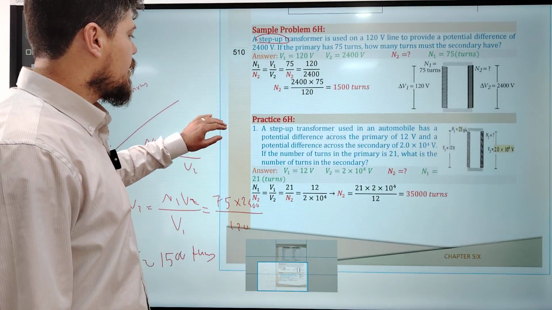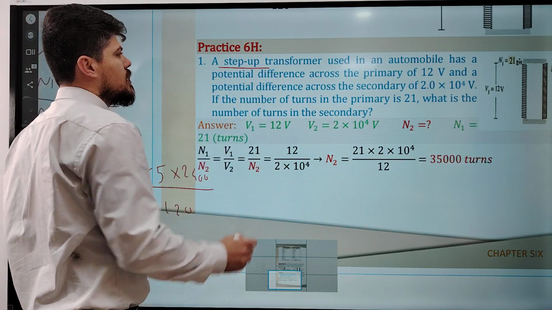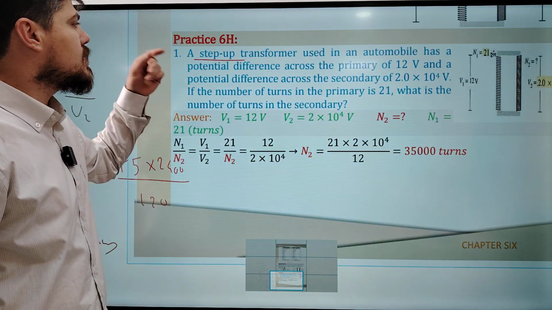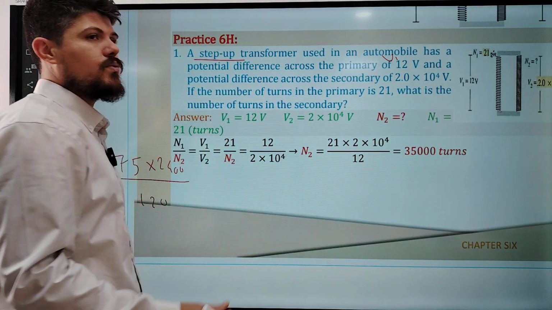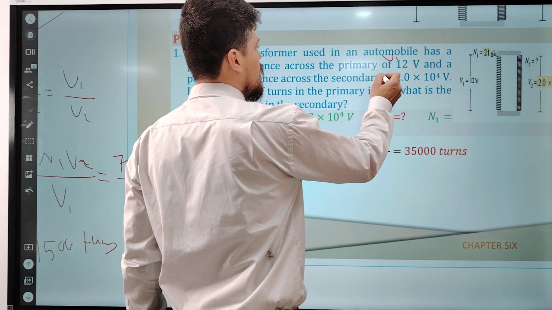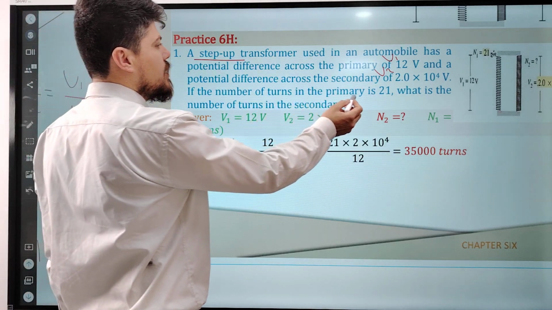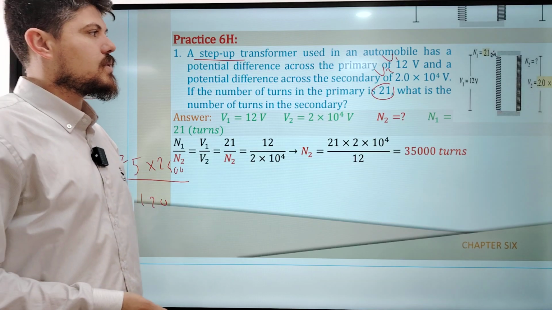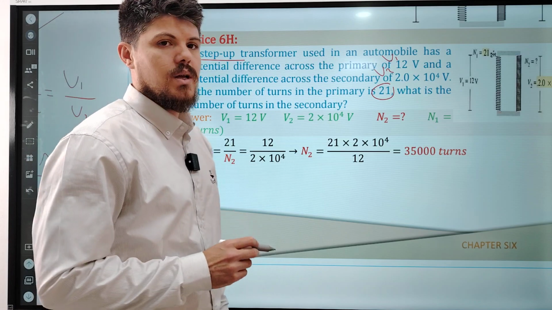Practice 6H, a step-up transformer. Question number 1, also a step-up transformer used in an automobile has a potential difference across the primary, V1, of 12 volt, and a potential difference across the secondary, V2, of 2 times 10 to the power 4 volt. If the number of turns in the primary is 21, what is the number of turns in the secondary? The same equation as the previous question can be used to calculate the number of turns in the secondary coil.